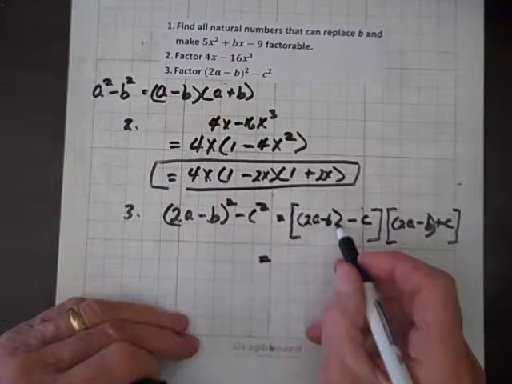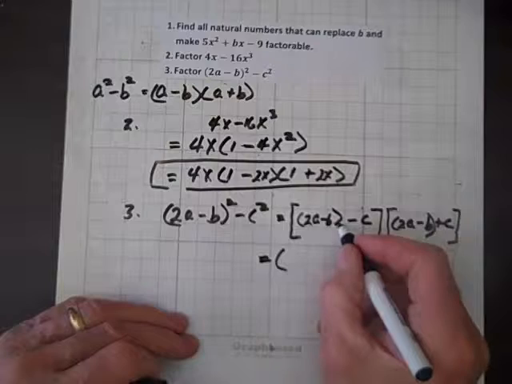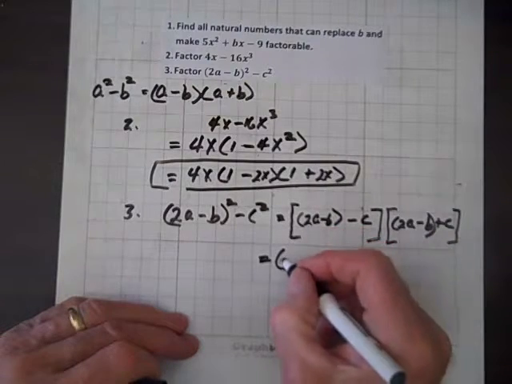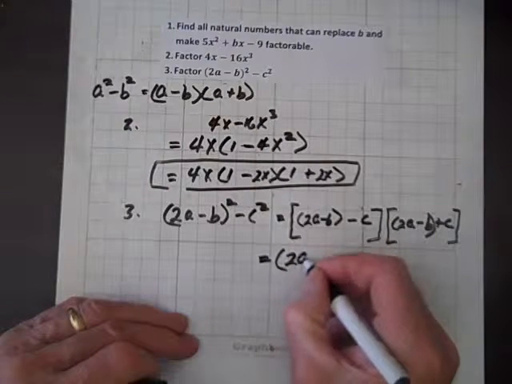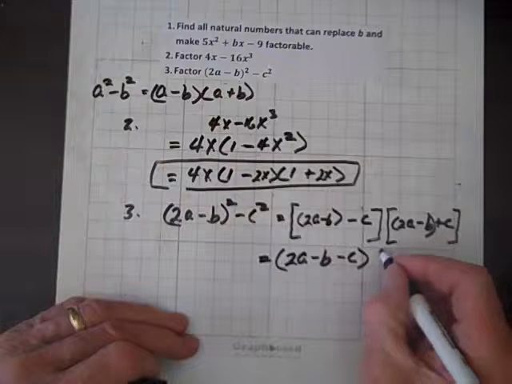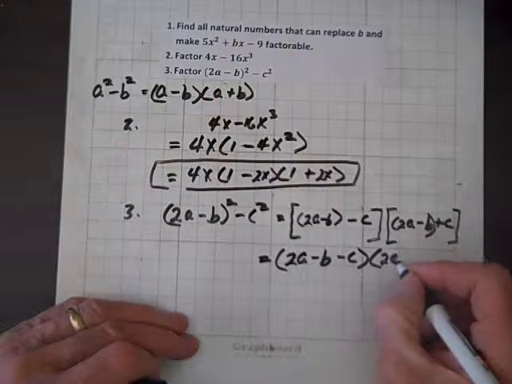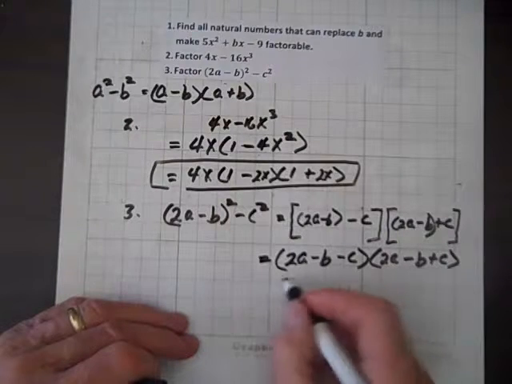And now we can dispense with these parentheses. So this is inside, and just use parentheses throughout. So we get 2a minus b minus c and 2a minus b plus c, and we're done.